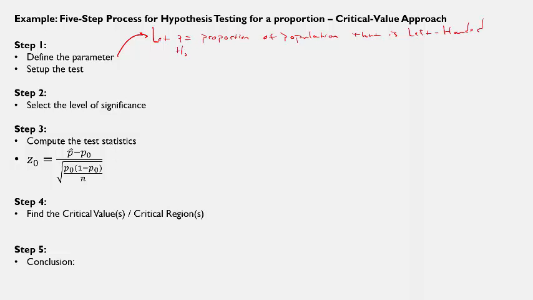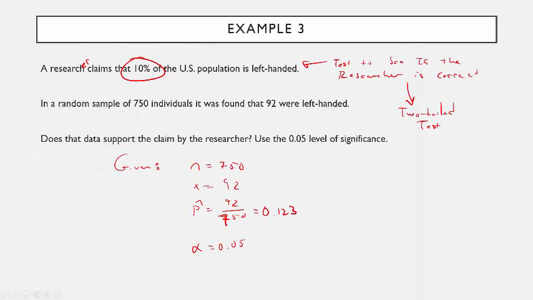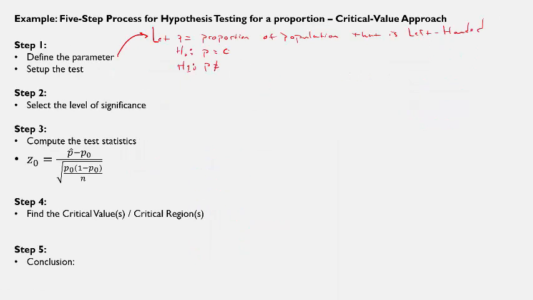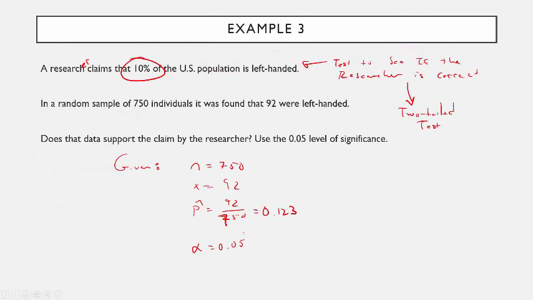And so when you go to set up the test now, it's going to be a two-tailed test. Here's what's going on. The researcher's claiming it is equal to 10%. So what we're going to look to show evidence for is that it's not equal to 10%, that the researcher's wrong. The null hypothesis here is the researcher's right, and the alternative here is the researcher's incorrect. The level of significance was given to be 0.05.